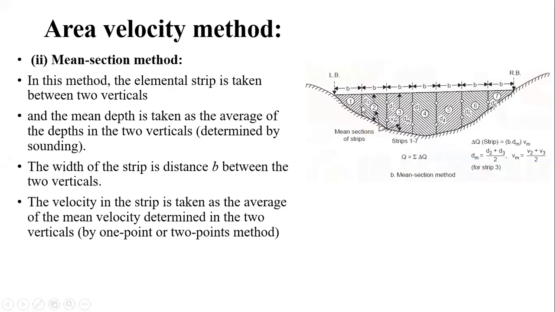Here only at a 1 point has been taken, and afterwards the discharge will be calculated as a product of area and average velocity. Area will be average depth into width, and average velocity will be the velocity of this vertical plus velocity of this vertical upon 2, that is the average velocity, we can say. So this is the mean section method used for measurement of a area velocity method, in the area velocity method. Now we will go for the numericals over this.